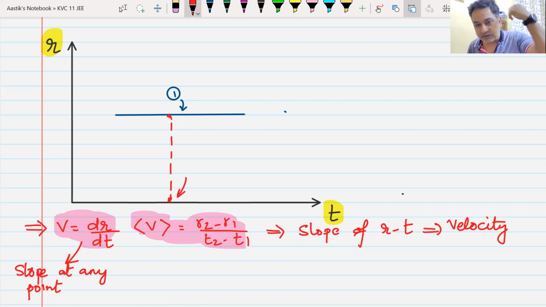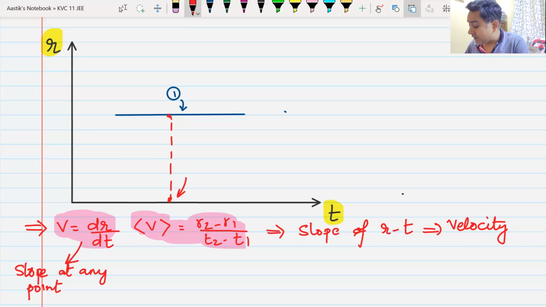Do we understand this, or has this gone above our heads? To get the instantaneous velocity, you find out the slope at that point. To get the instantaneous velocity at 2 seconds, you find the slope at 2 seconds. At 4 seconds, you find the slope at 4 seconds. At 6 seconds, you find the slope of the graph at 6 seconds. Do we understand this?